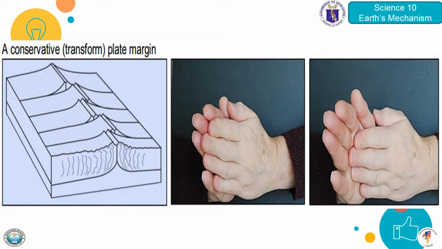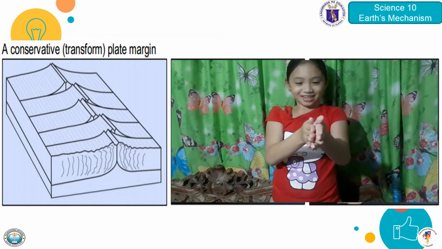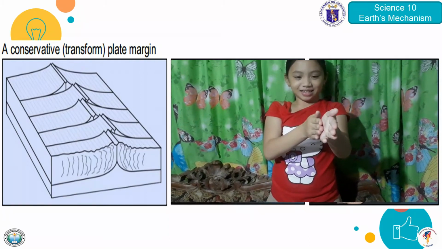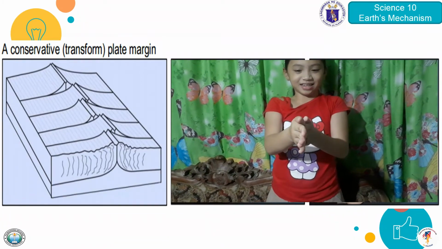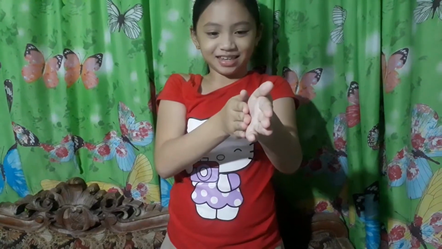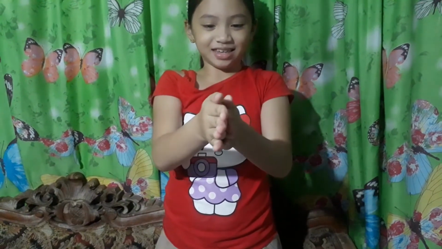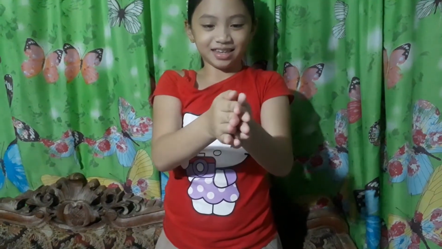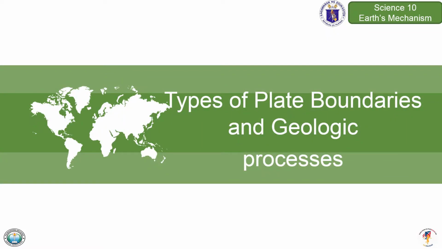For the final simulation, position your hands again as shown in the video. Then slowly move one hand forward while your other hand moves backward. You are already simulating the movement of the strike slip or the transform boundary. This time, let us discover the geologic processes that would take place among these boundaries.